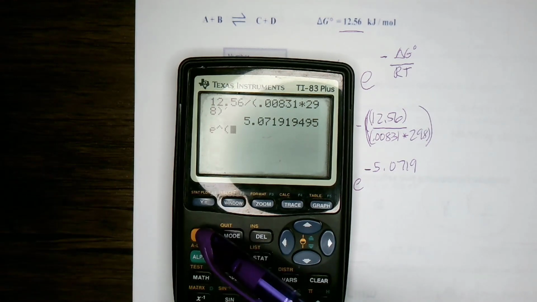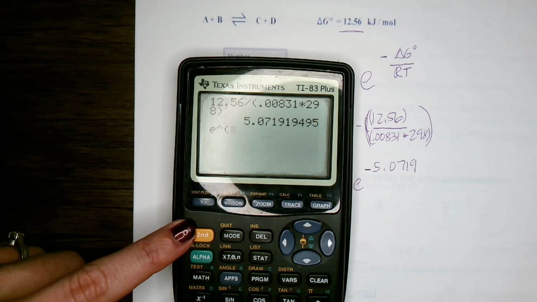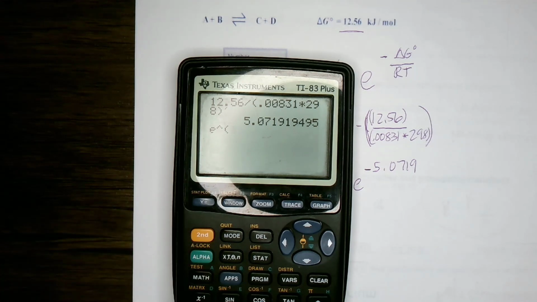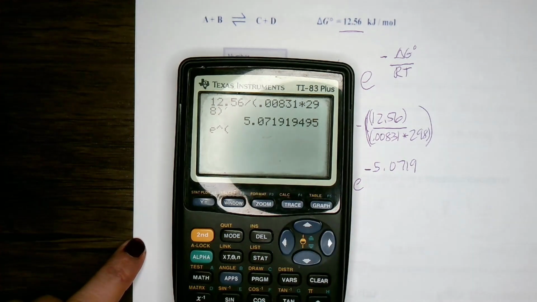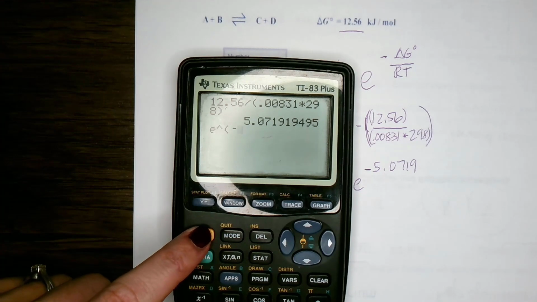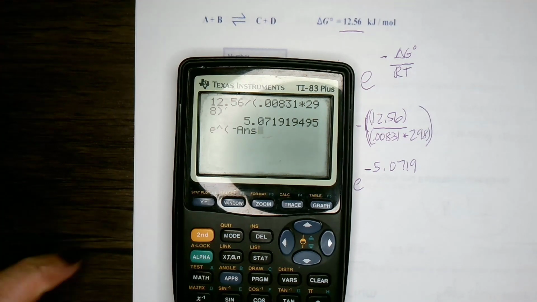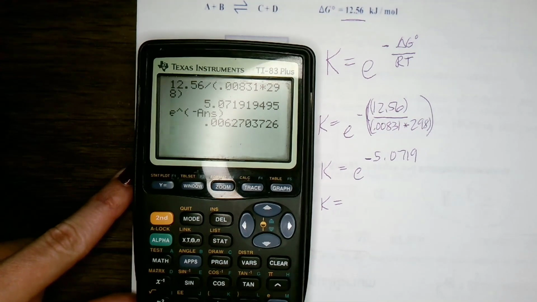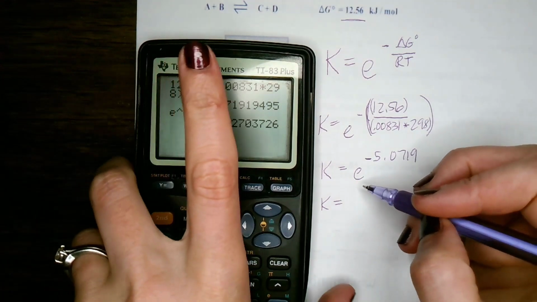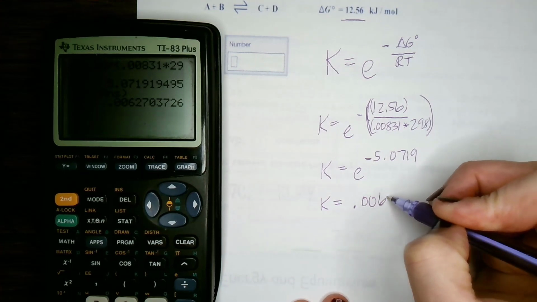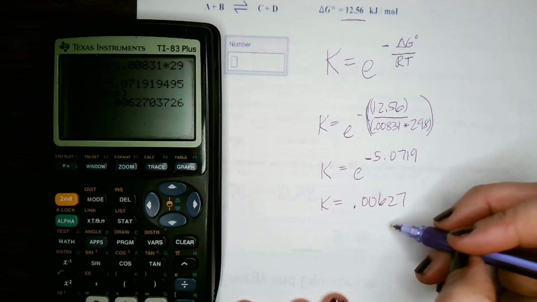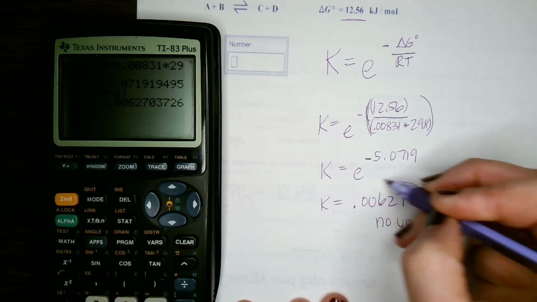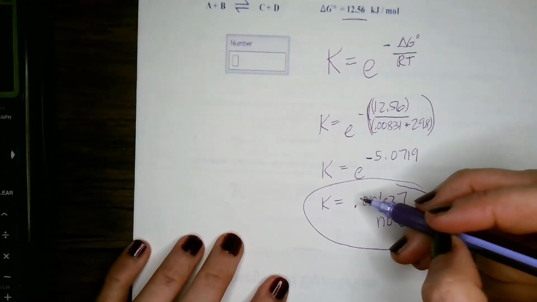Now K is equal to, again, we're going to do the second ln is what I did, or it's e to the x. Maybe you just have an e to the x button, but it should look like this. And then I'm going to do the negative, and for me, I'm going to do second answer and just type that in. And I got 0.00627. So this K value, 0.00627, has no units.